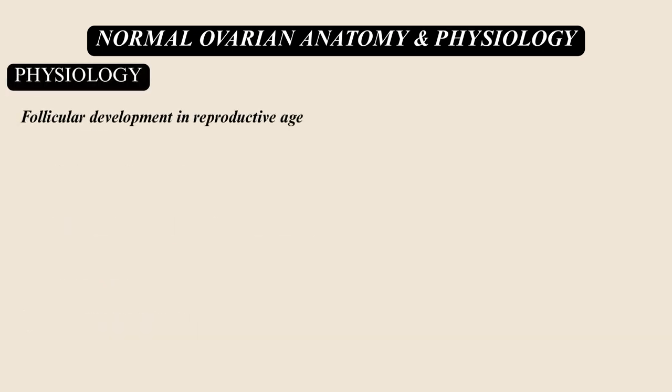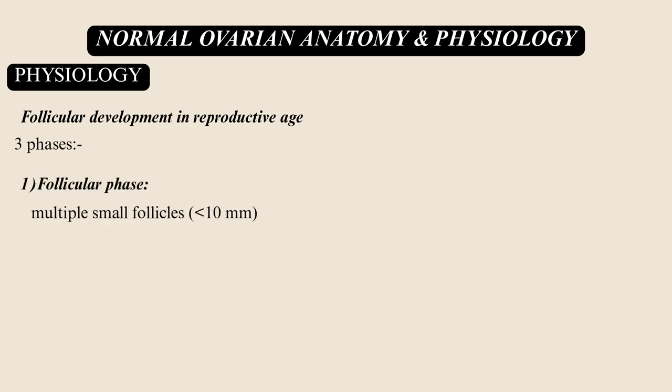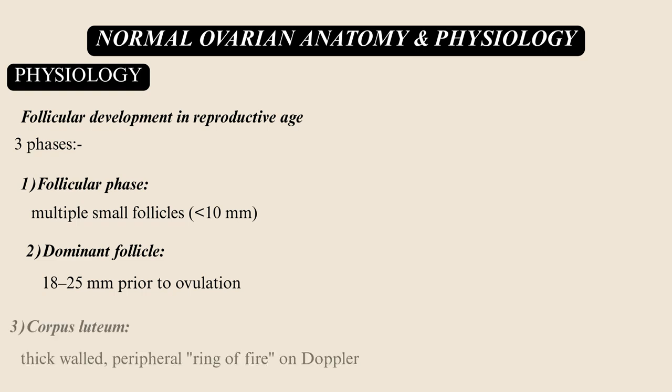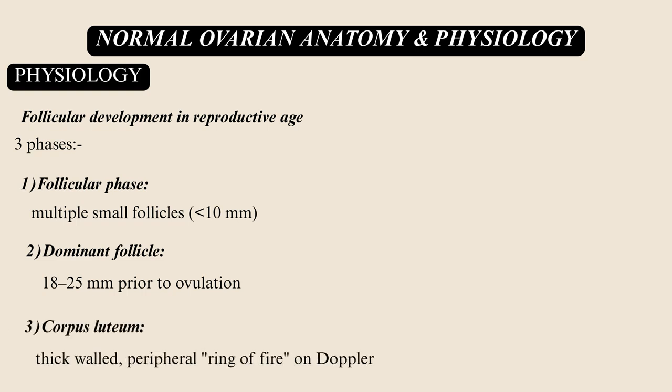Follicular development in reproductive age is divided into three phases. Number one is follicular phase, in which multiple small follicles, that is less than 10 millimeter, are there. Number two, dominant follicle, in which 18 to 25 millimeter diameter follicle is there prior to ovulation. Number three is corpus luteum, which forms after ovulation, and it is thick-walled with peripheral ring of fire on color Doppler scan.